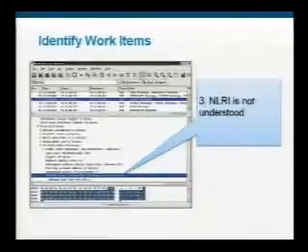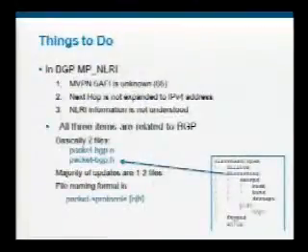And the final thing is the actual NLRI itself isn't broken down into its components. It isn't telling you what the MDT source address is, what the MDT default address is, or what the RD, the route distinguisher, is. Okay? So the things we need to do are to fix the MVPN SAFI as unknown.